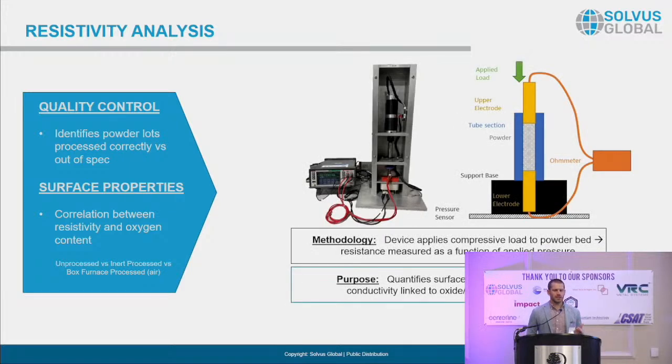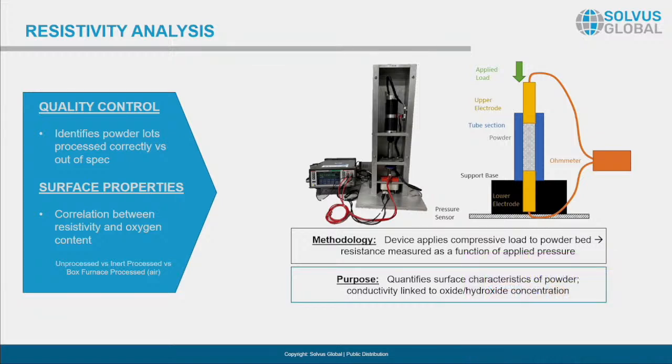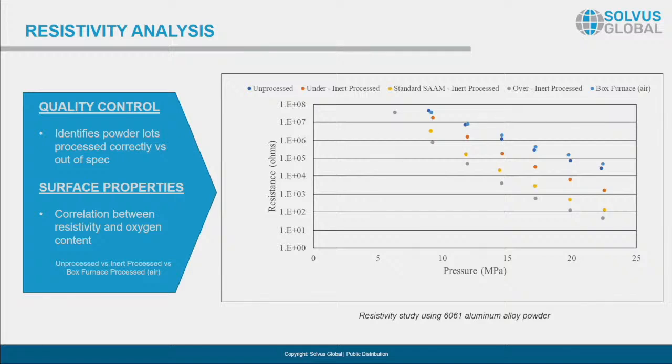So we've got a technique that's developed actually based on some designs in literature to measure resistivity of a powder compact, right? So we take the powder, we put it into a little stand, we compress it down, we measure resistance across the powder, and we're able to tease out of that the resistance of the powder compact. We do it over a pressure range, and we can get these nice little curves.